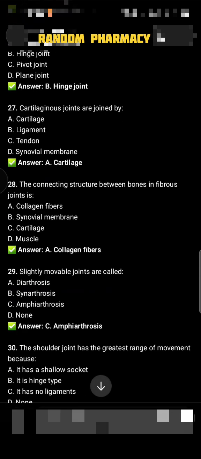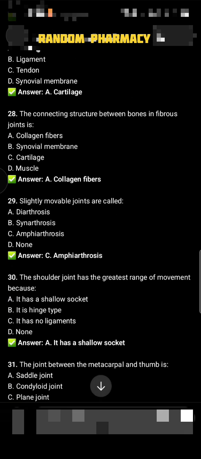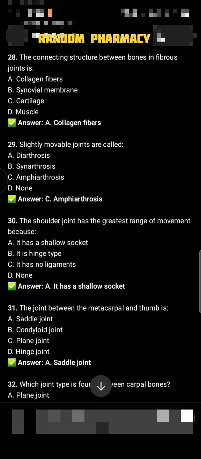Cartilaginous joints are joined by cartilage, ligament, tendons, synovial membrane? The right answer is cartilage. The connecting tissue between bones in a fibrous joint is collagen fiber, synovial membrane, cartilage, muscle. The right answer is collagen fibers. Slightly movable joints are called diarthrosis, synarthrosis, amphiarthrosis, none. The right answer is amphiarthrosis.